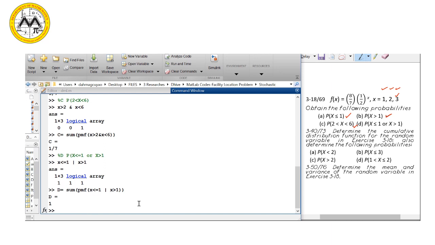Now determine the cumulative distribution function. So let's have F. What is F? It is a table that contains the total probabilities, or the cumulative probabilities. So F of 1, we start with 0.